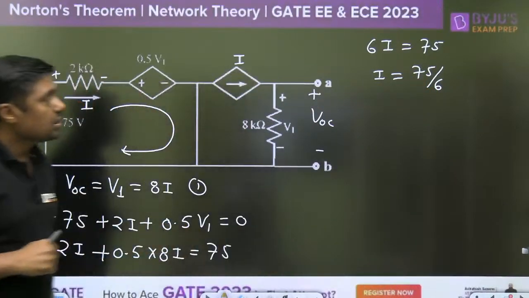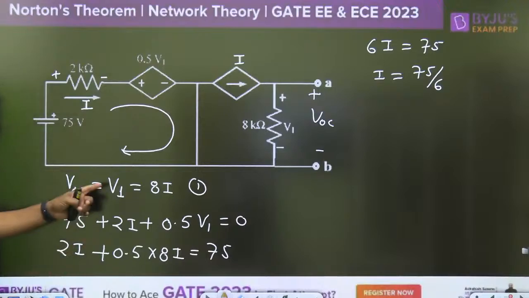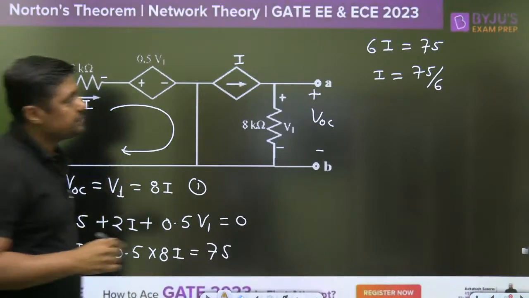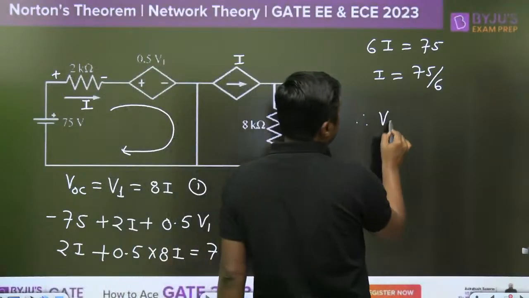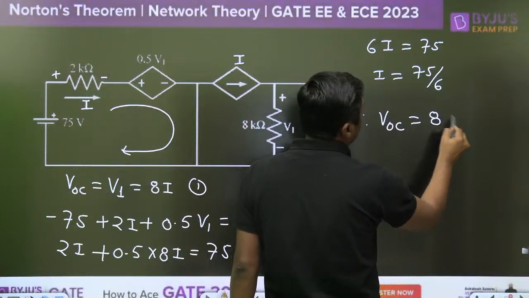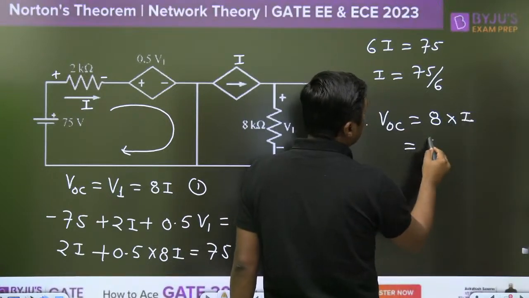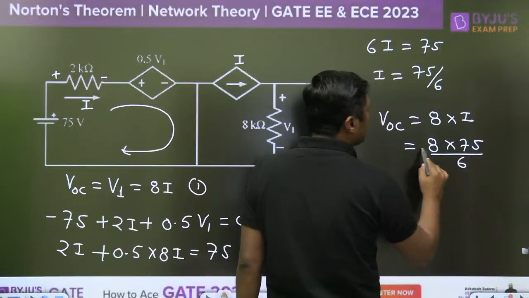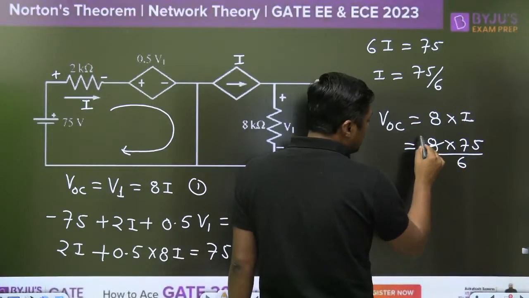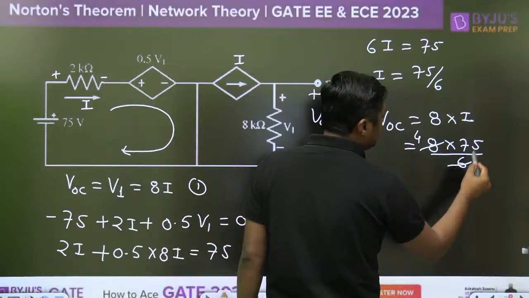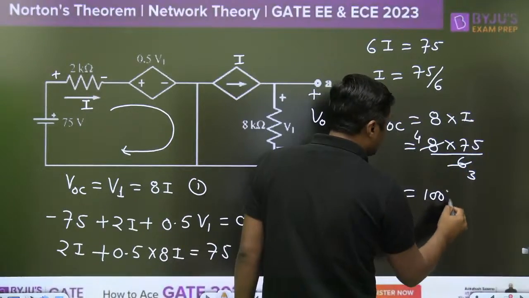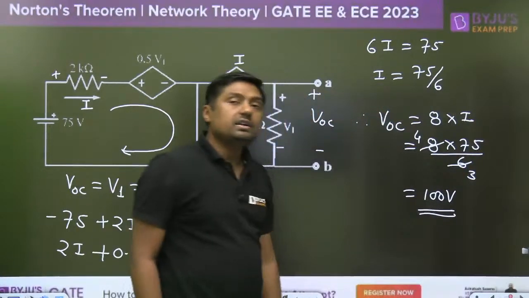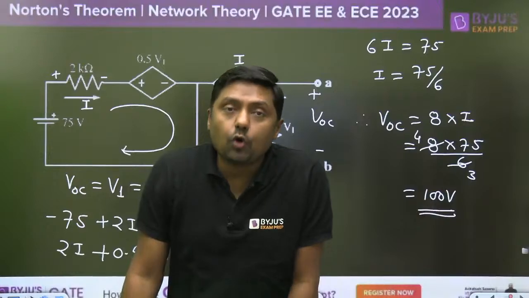75 by 6. Now what is the VOC? 8I. 8 into I, 8 into 75 divided by 6. That is 100 volt. 100 volt is the answer for this question.